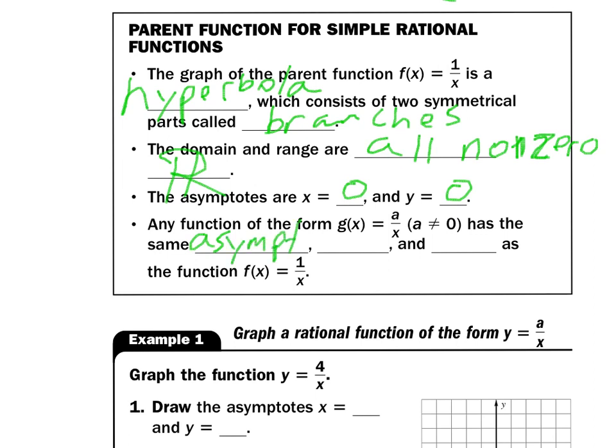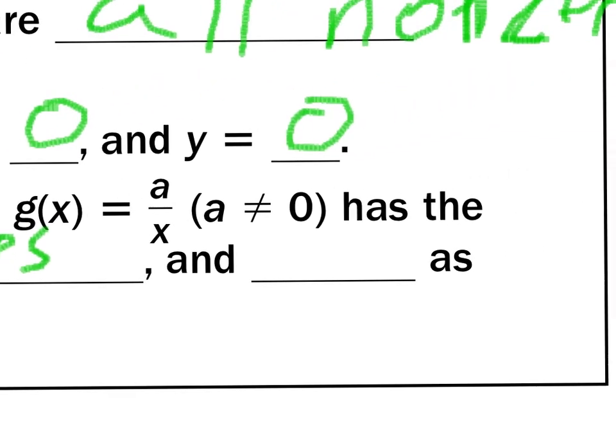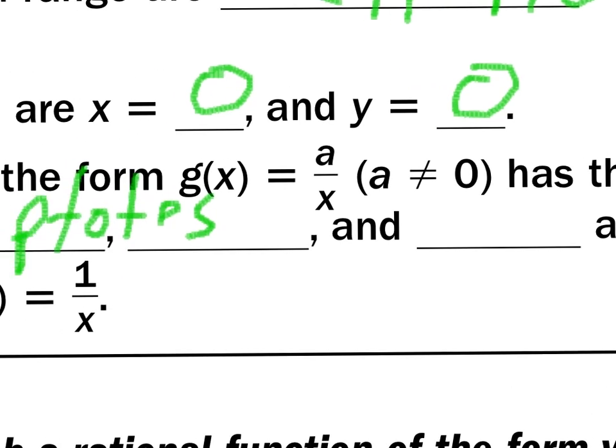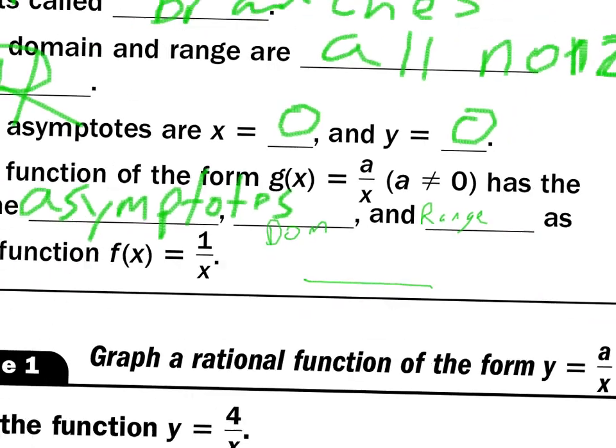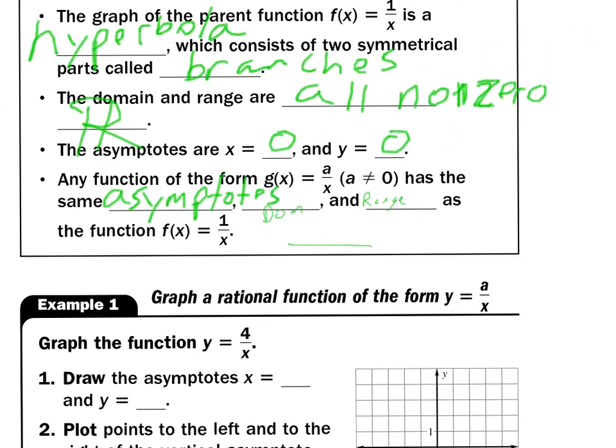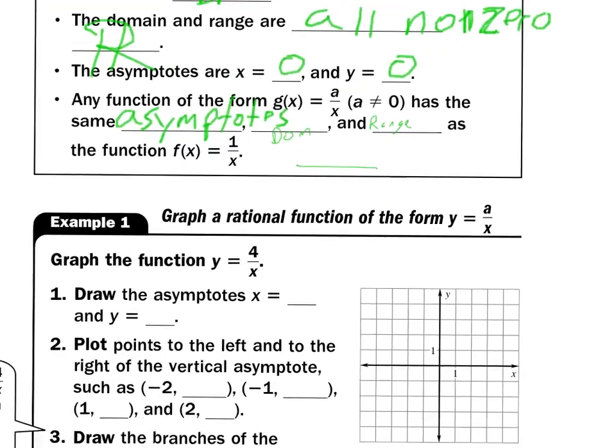If I can get all this to fit. Asymptotes, and domain and range, for the function f of x equals 1 over x. As long as it's in that form, they'll always have the same asymptotes, x equals 0 and y equals 0, and the same range, all non-zero reals.